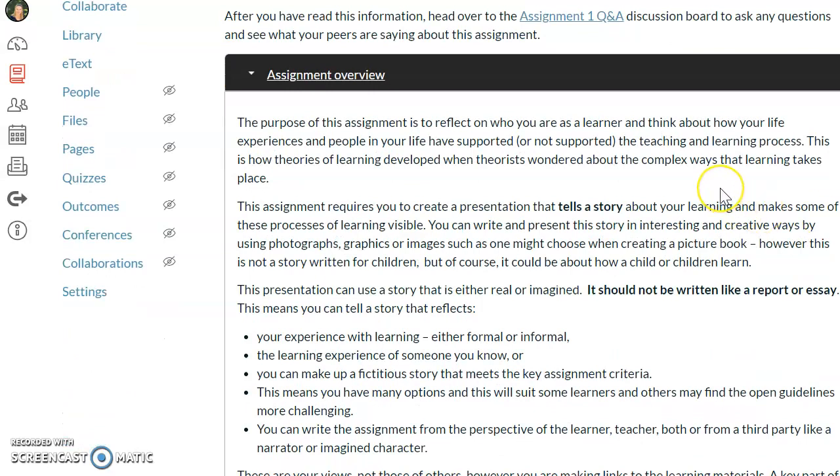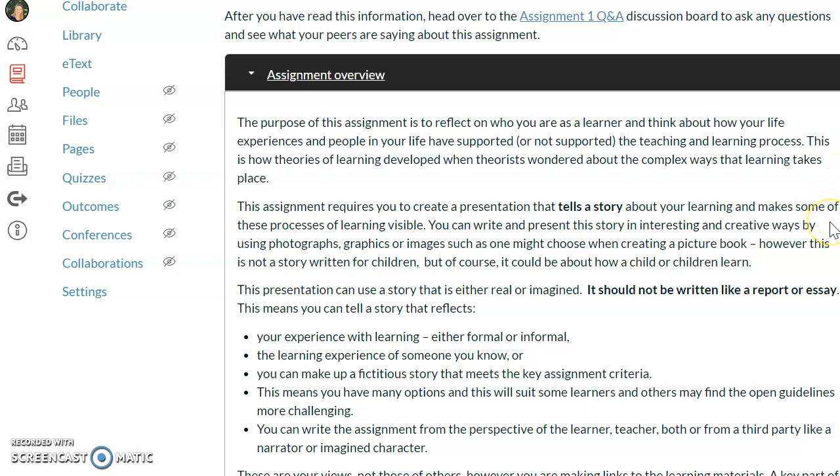Let's read this. The purpose of this assignment is to reflect on who you are as a learner and how you think about life experiences and people in your life, how they have supported or not supported the teaching and learning process for you. This is how theories of learning developed when theorists wondered about the complex ways that learning takes place. This assignment requires you to create a presentation that tells a story about your learning and makes some of these processes of learning visible.